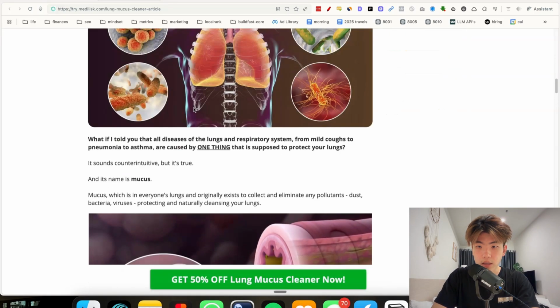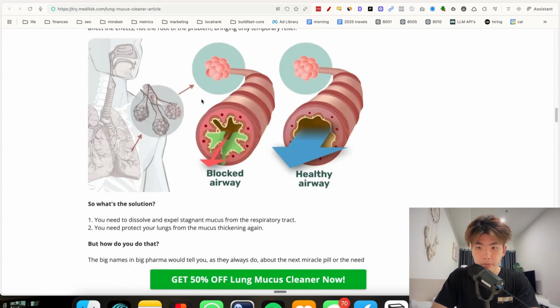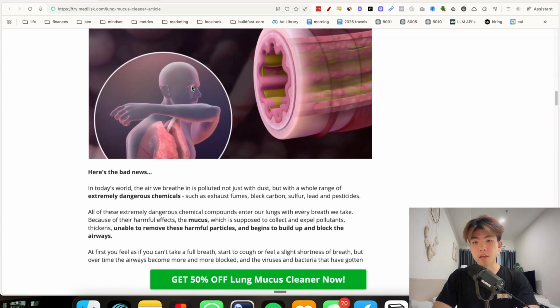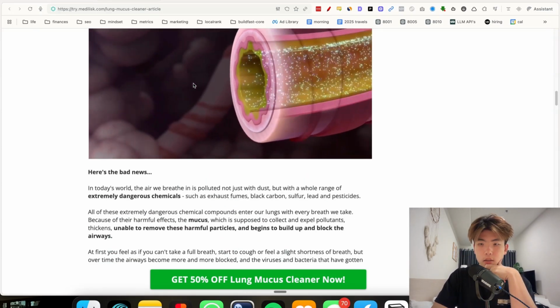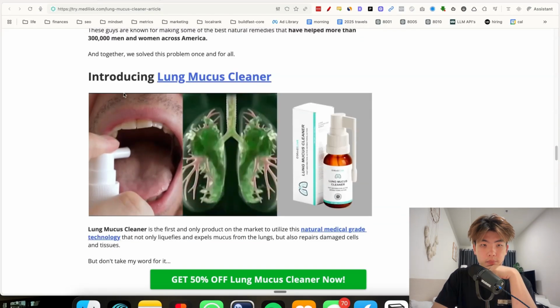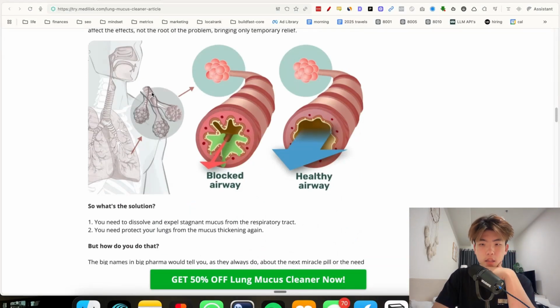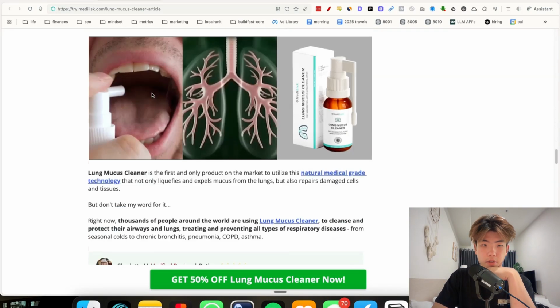Throughout the entire advertorial, they're using a bunch of images and this GIF. These GIFs can probably be created with VO3 now, which is pretty cool. And they only introduce the product after the person is aware of the problem. So I think that's why these advertorials are very, very effective.